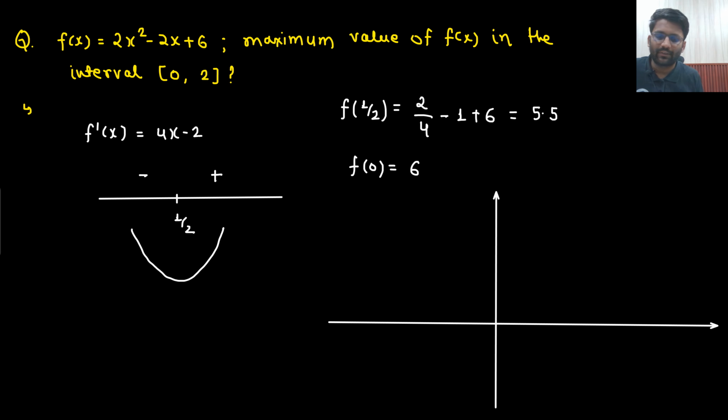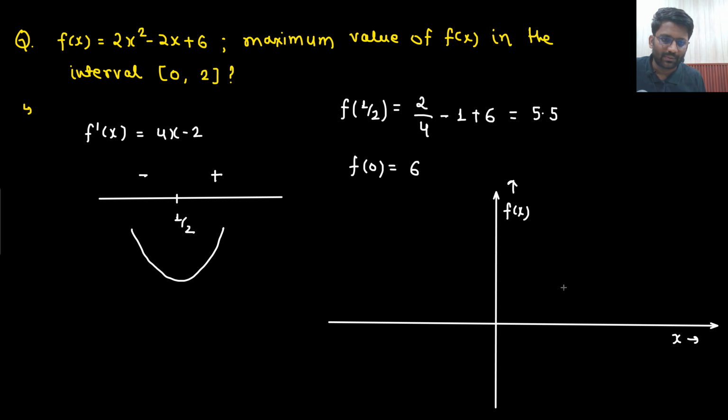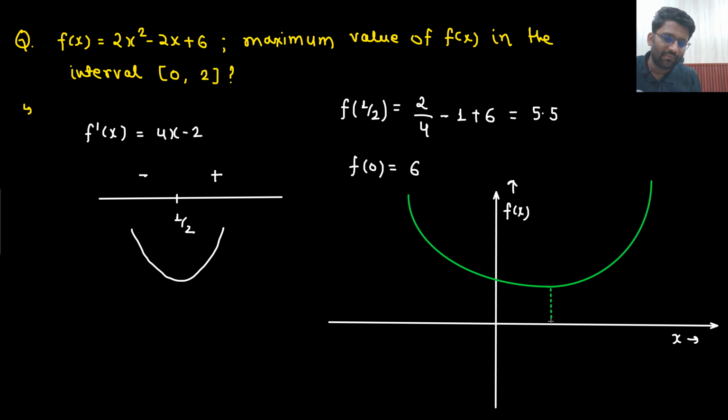So this is how our graph will look like. f of x versus x. At x equals 1 by 2, you will get the minimum point, and this is how the graph will be rising. This will be the nature of the graph. At x equals 1 by 2, you will get the value to be 5.5. At x equals 0, the value is 6. At x equals 1 by 2, the value is 5.5, which is 11 by 2.